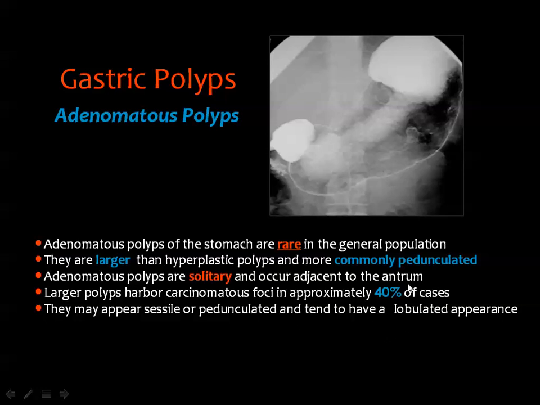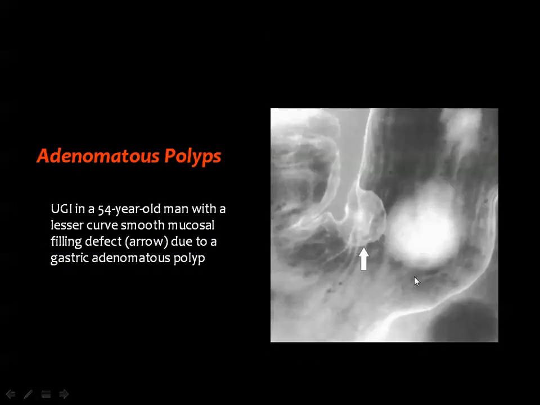They are commonly pedunculated but may appear sessile, and they are usually solitary, and large adenomatous polyps may contain foci of malignant cells. Then these lesions are like you see here in the barium study, the sessile polyp resting on the lesser curve of the stomach with a relatively smooth outline.